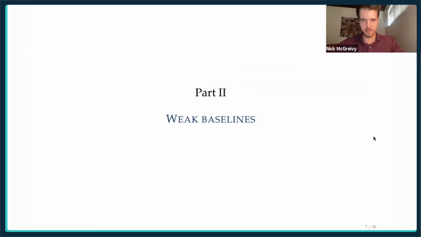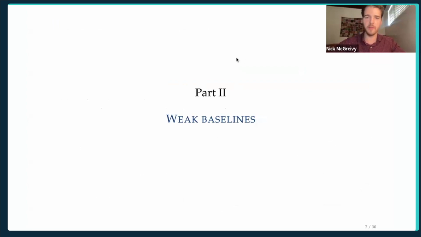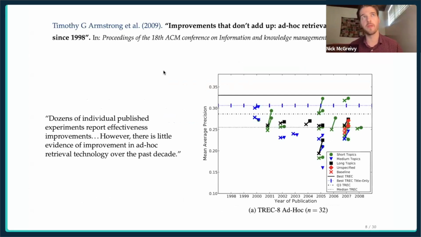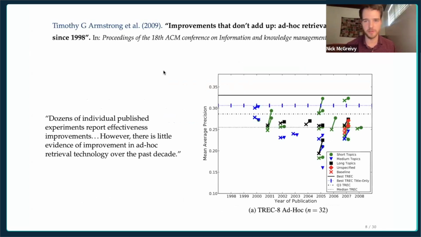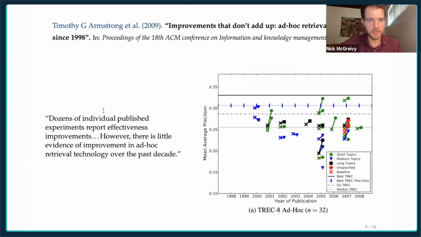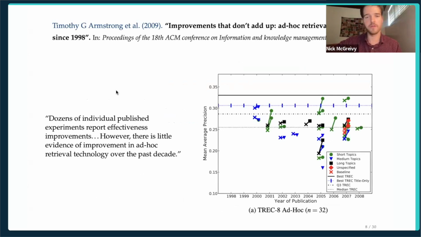As I was doing my PhD dissertation, my advisor and I identified 2 issues that were quite common, and I'll talk about what these are. The first of these is weak baselines. Weak baselines are not new in machine learning by any stretch. For example, there's this famous paper from 2009 called Improvements That Don't Add Up. It reviews the field of information retrieval over the past 10 years.